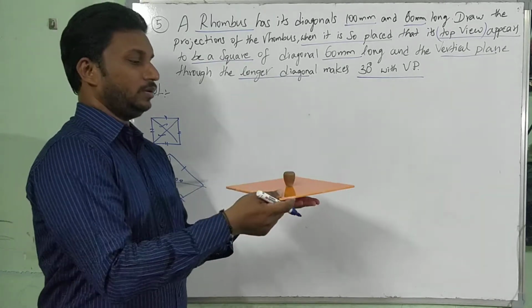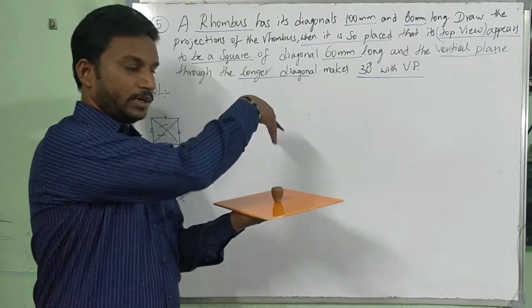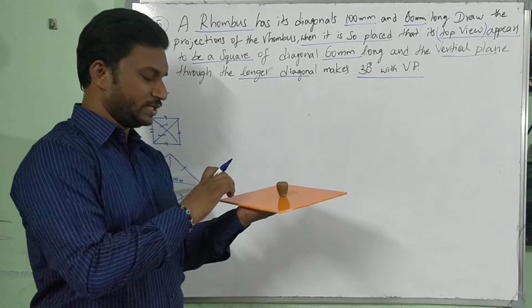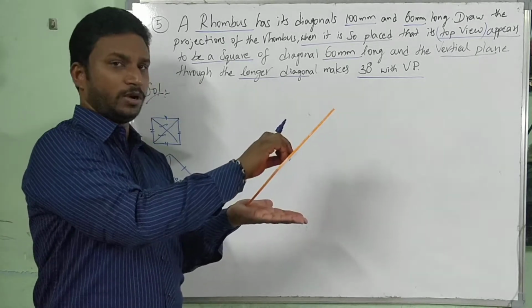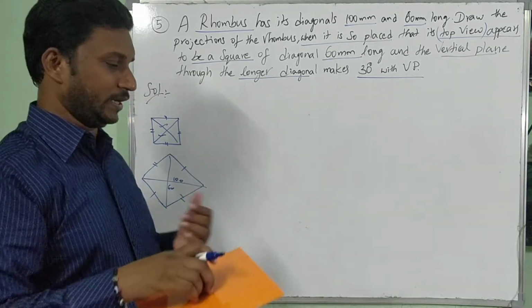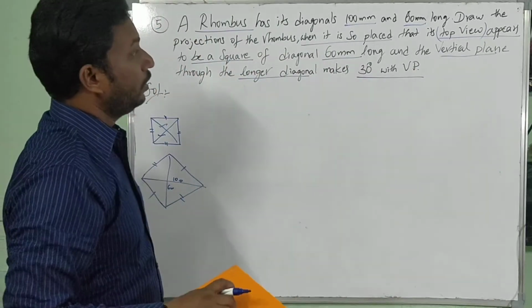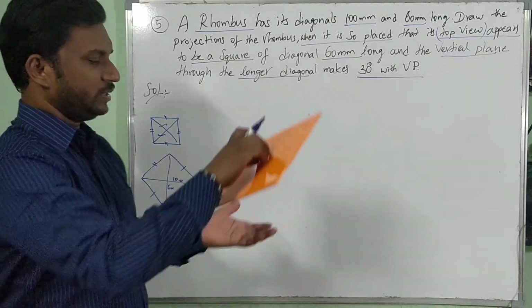Stage 1, top view, longer diagonal, shorter diagonal, rhombus. Project its front view. Now here there is no such condition. It is lying on the HP with one point or one side, etc. Right? But we can consider it's lying on a point.